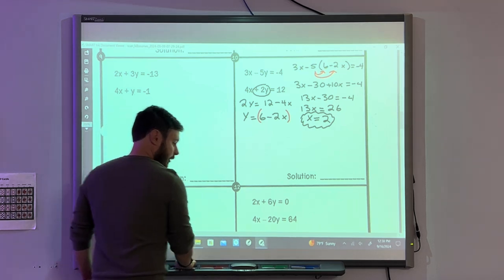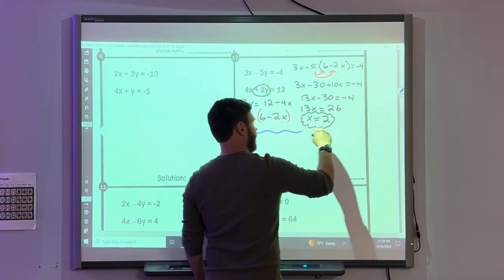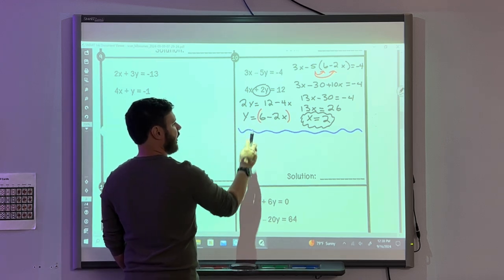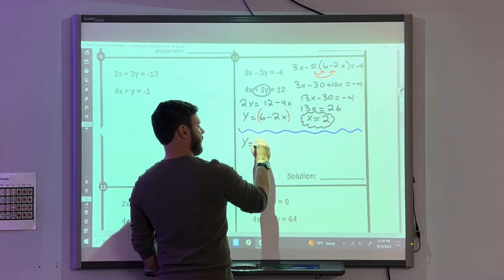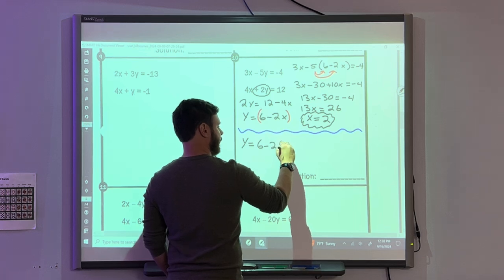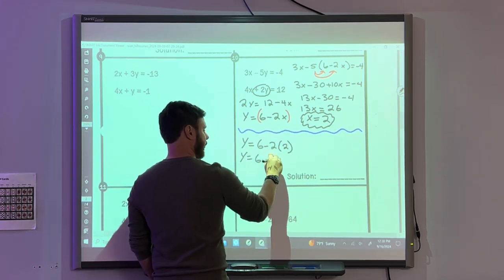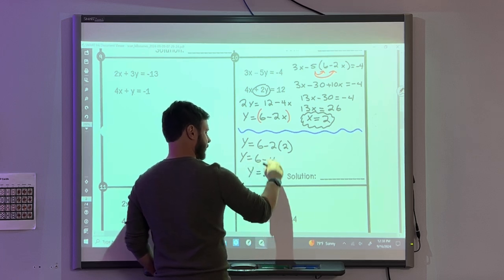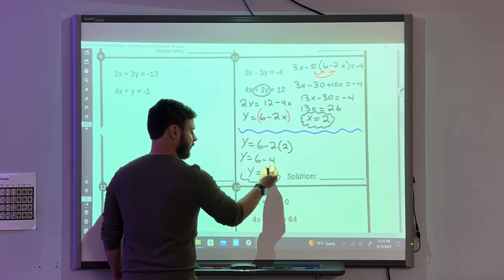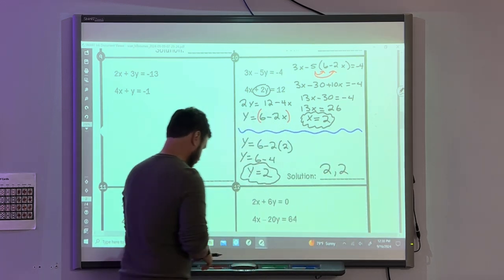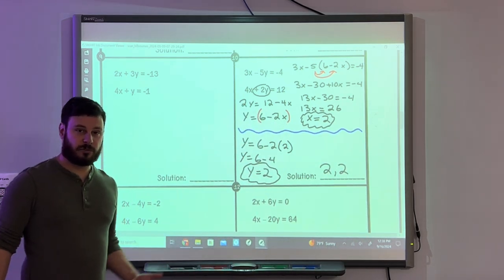All right. Let's take that 2 and put it into a y equation. And right here we already have y defined. y equals 6 minus 2 times x. y equals 6 minus 4. y also is 2. So in this one, my solution is (2, 2). Okay, so that is substitution.